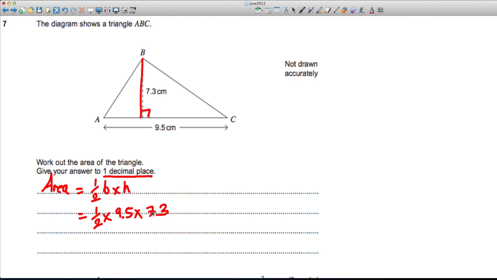And we should get the answer 34.7 to 1dp. 34.7. Don't forget our units, centimetres squared to 1dp. That was so easy, and that actually was for 3 marks. It's very, very straightforward.